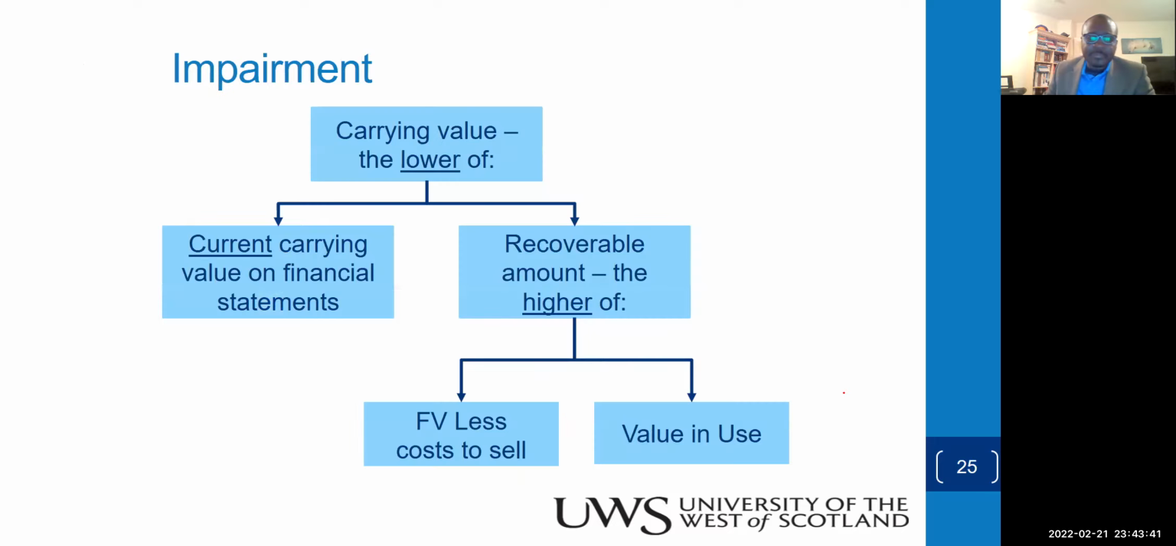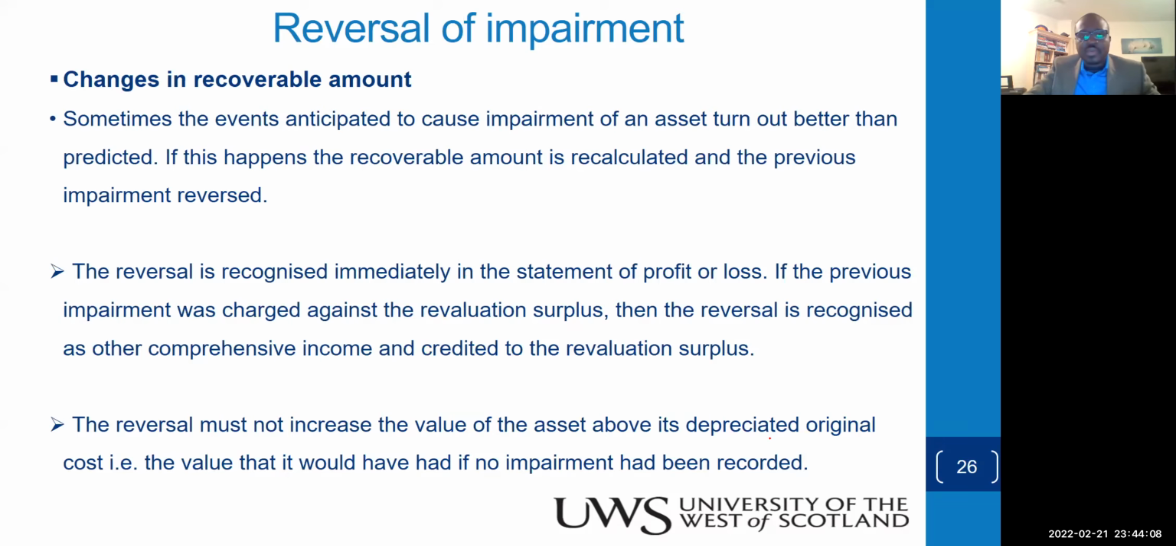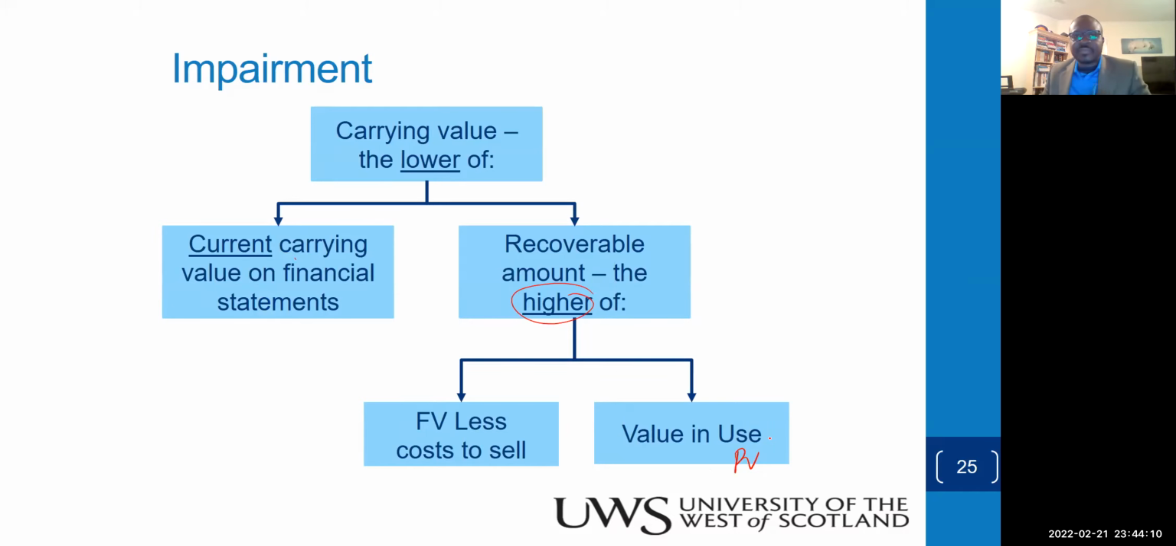All right. Finally, let's wrap up here. Impairment: consider the carrying amount, the carrying value in the books, and it is just the lower of the carrying value and the recoverable amount. The recoverable amount deals with the higher of the fair value less cost to sell and the value in use, where we talk of discounting future cash flows to get a present cash value. That is it. I'll leave it here. We'll continue with the reversal of impairment, and then that should be it.